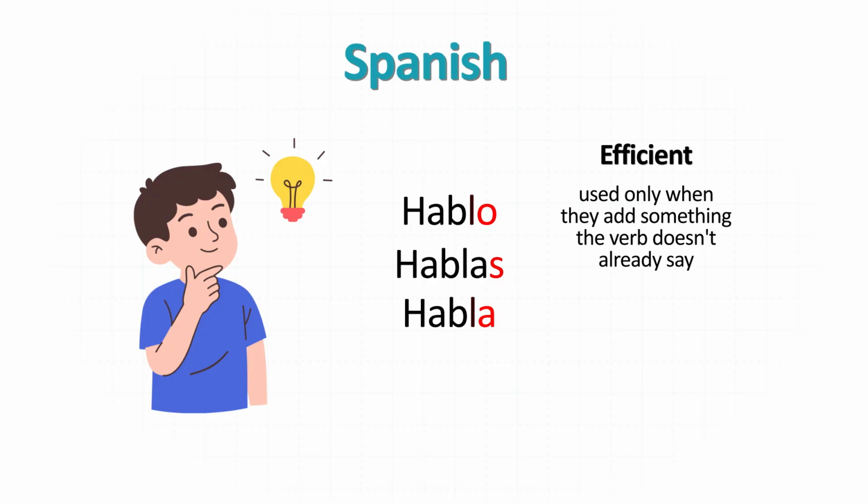Next time you read Spanish and see a sentence with no pronoun, look at the verb ending. That ending is telling you who's doing the action. And when you speak Spanish, trust the verb ending to do its job. You don't need to add yo or tú or él unless you're emphasizing or clarifying. The verb already said it.